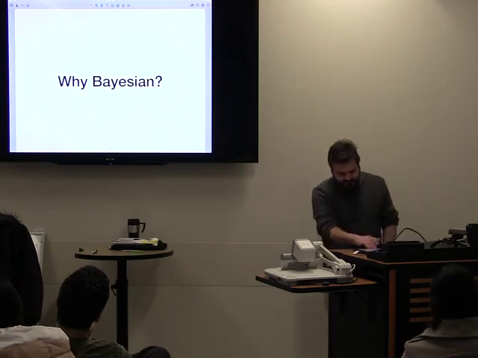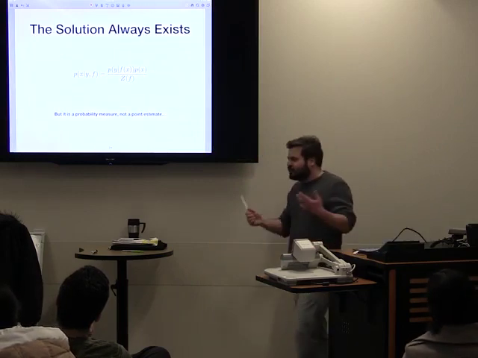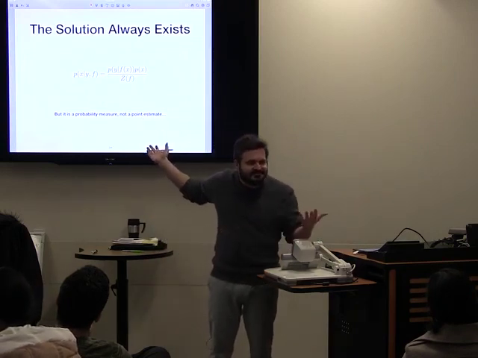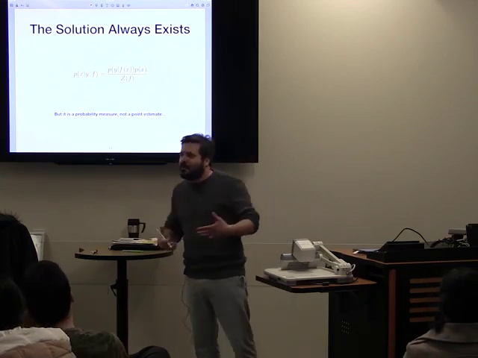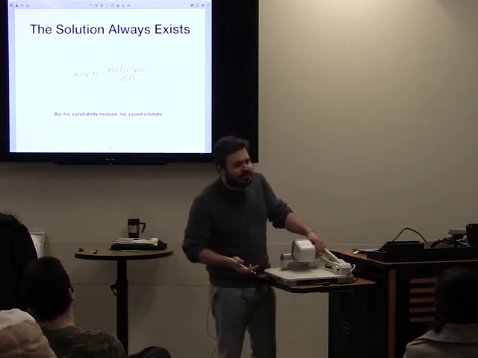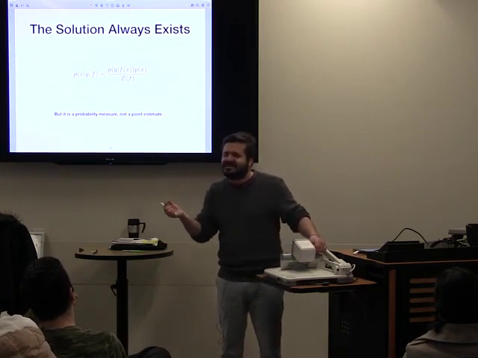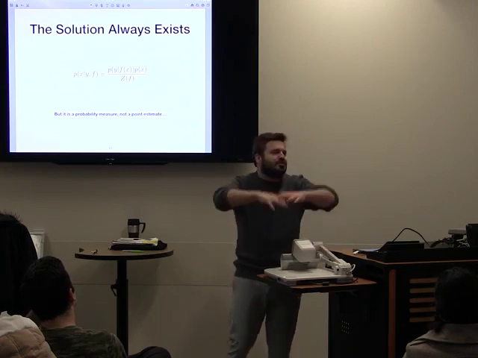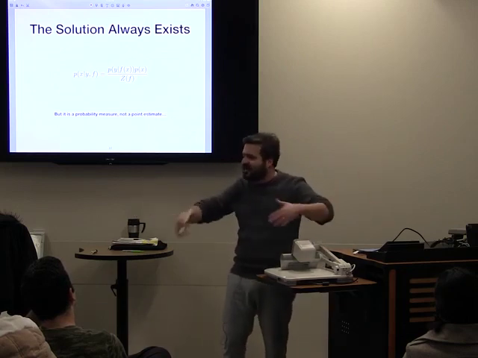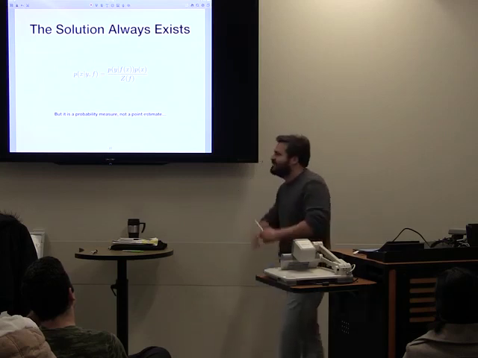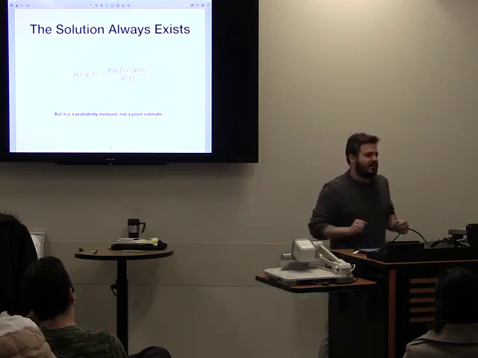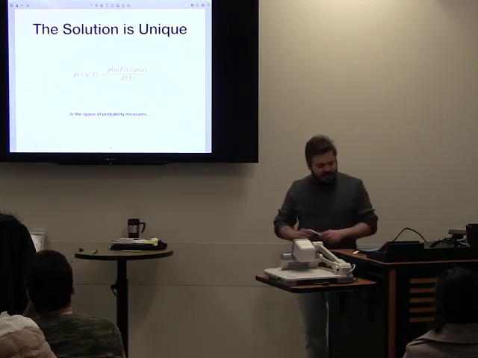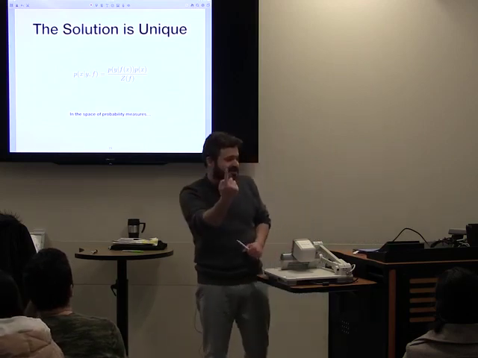Okay, so why Bayesian? First of all, the solution always exists. That's it. So your inverse problem always has a solution. But the solution now is not a point estimate for the parameters, it is a distribution. But it is one thing. It is one thing that has to do with an infinite number of things, but it's one thing. It's a probability density on the space of parameters, all right? The solution is unique. It's one probability density.